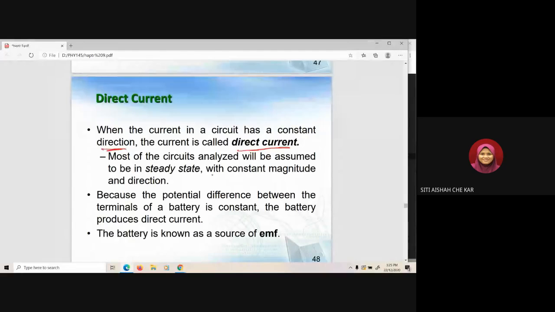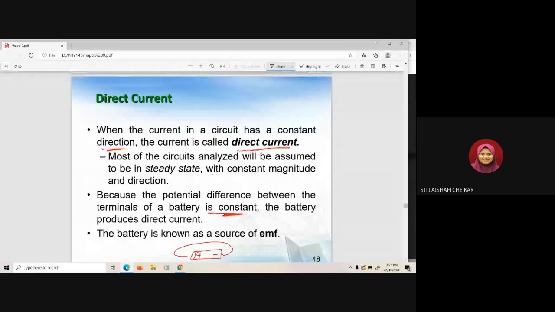So, if the potential difference between two terminal of battery is constant, okay, setelah kita ada battery plus minus, so the potential difference between this battery is constant, so kita panggil EMF. So the battery is known as source of EMF. What EMF? EMF is electromotive force.